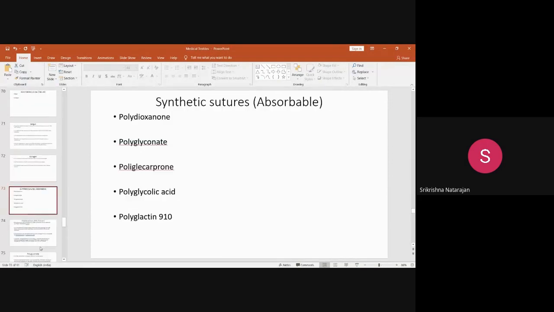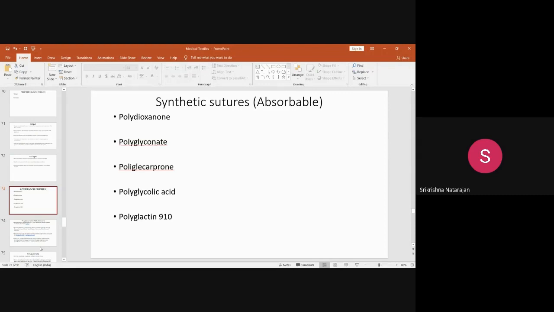I will just tell the names; in the next lecture, we will see the details. What are the synthetic sutures which are absorbable in nature? They are polydioxanone, polyglyconate, polyglycarbone, polyglycolic acid, polyglactin 910. These are all synthetic sutures, but they are absorbed in the human body in a very short time. So these are the synthetic sutures.